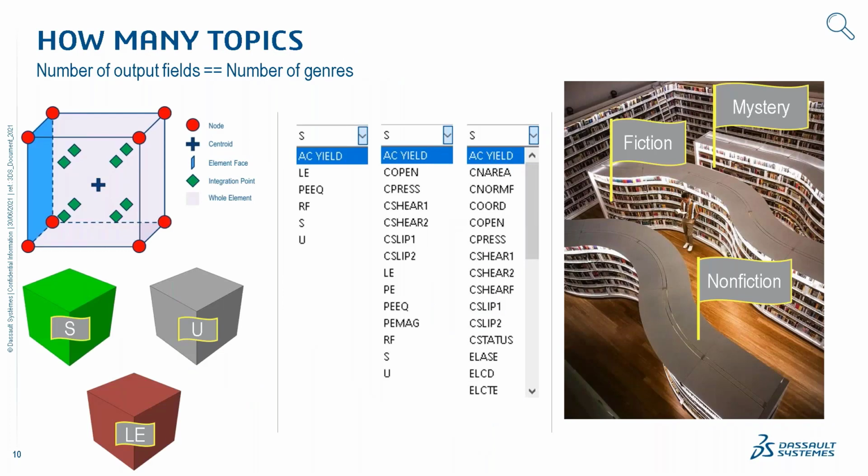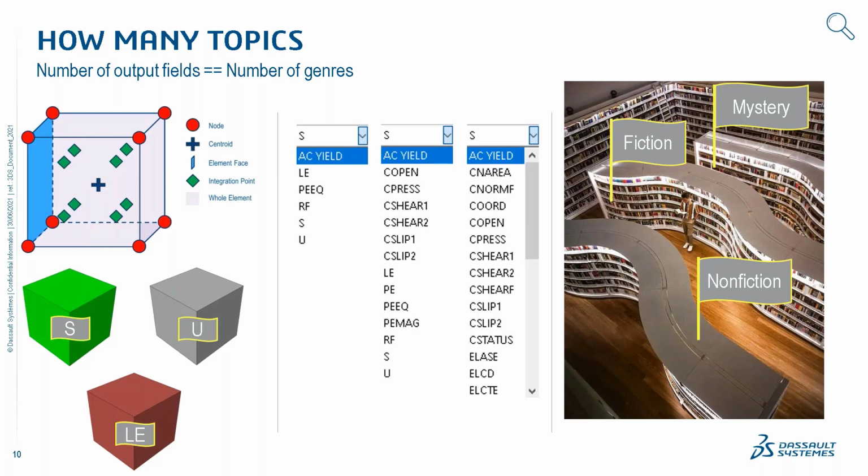We also have to understand how many topics you have in your database. So how many elements determines how big the model is and how long the initial load time is. How many topics you have in your library, i.e. the number of output fields, is similar to the number of genres in libraries, say fiction or mystery or nonfiction. And that's going to determine the size of the library, the size of your database. And this won't affect the initial load time because we don't load all of these outputs during the initial load, because it would just take way too long.